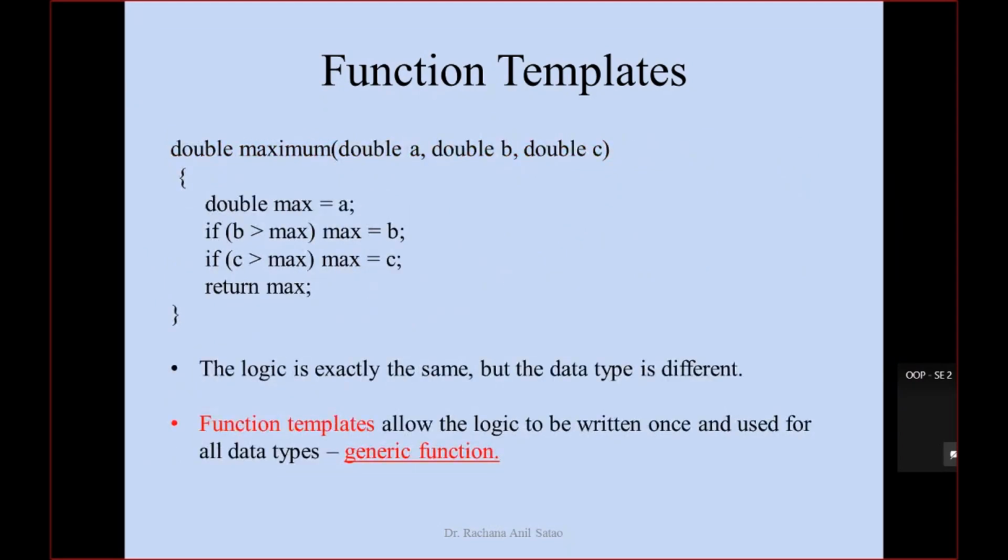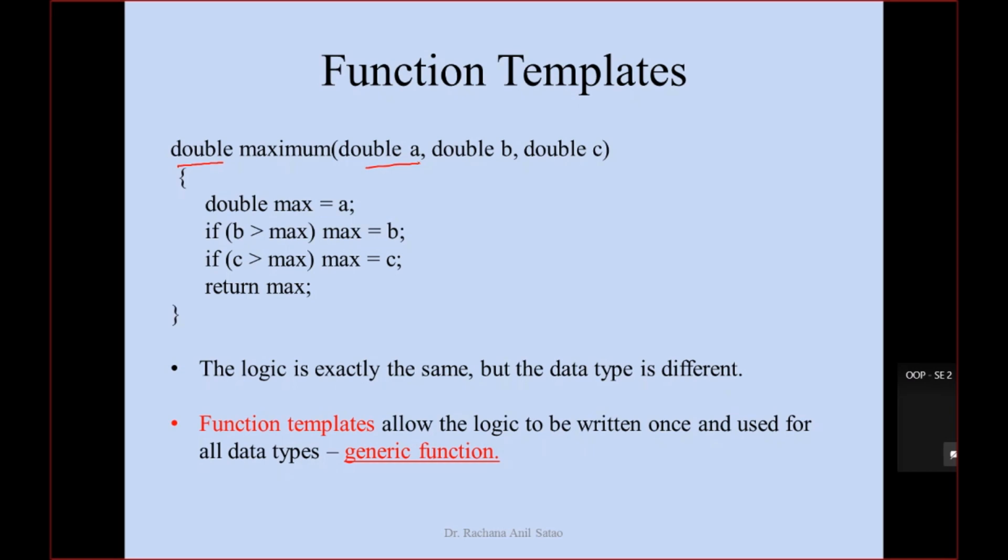Now this is the third function which is written for double. Now you can see here the logic is the same, only the data type is changed. So you can see here the data type I have used is double. Logic is the same. Even I'm returning the max. Max is double in this case. So the logic is exactly the same, but the data type is different.